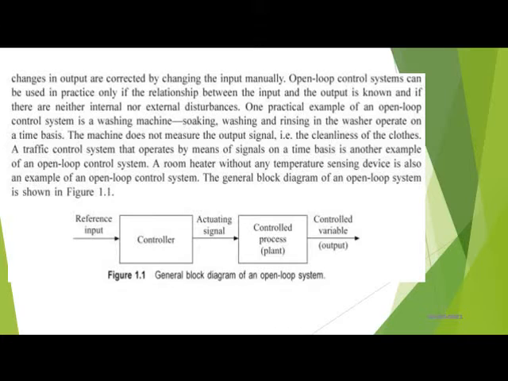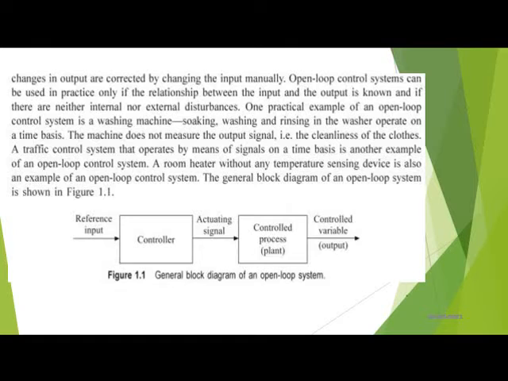Similarly, a traffic control system operates by means of signals on the basis of time. This is another example of an open loop control system, based only on time. In traffic control, the number of cars that will move is not considered; only the time basis decides the one-way, two-way, three or four-way flow. Another example is a room heater without any temperature sensing device, like a sensor, so the room temperature is not measured.